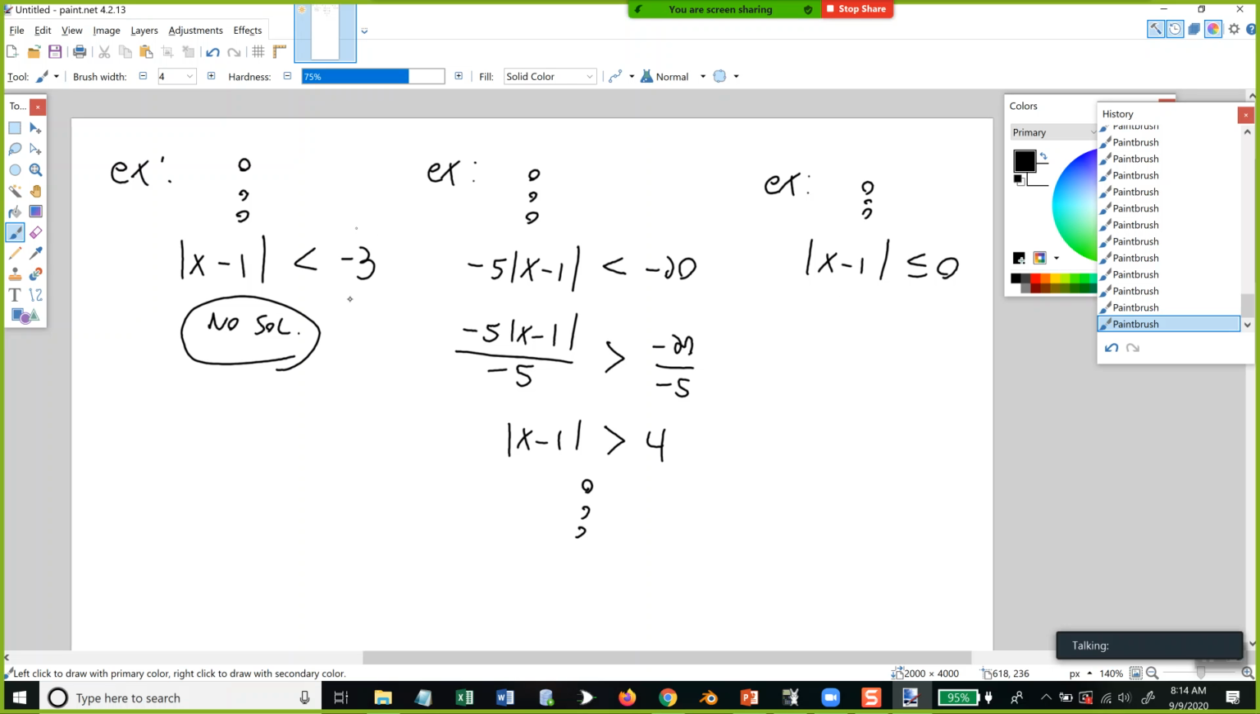This one is where you have a negative number here. This one is where you have a less than or equal to 0. Now we've already said that it can't be less than 0, but it can be equal to 0. So in this oddball case, you rewrite this one as x minus 1 is equal to 0, because it can't be less than 0, but it can be equal to 0. And then your answer is x equals 1.